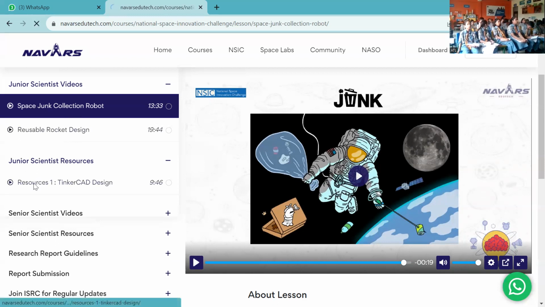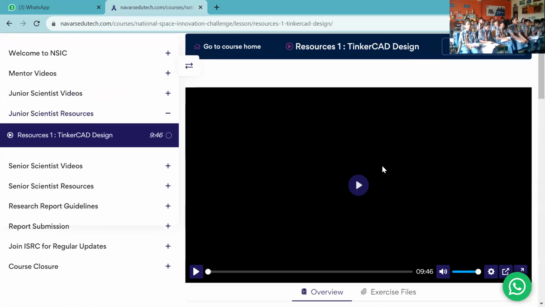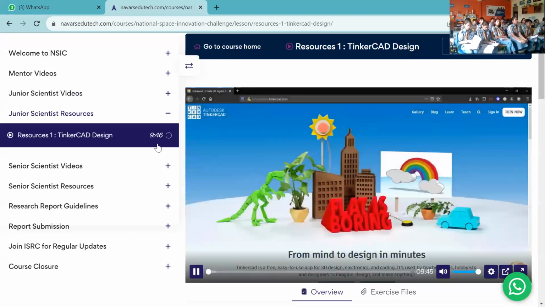So these are the resources that we can use here. That is Tinkercad design. So Tinkercad, I know some of you must know what Tinkercad is. So with the help of Tinkercad, we need to design a robot.